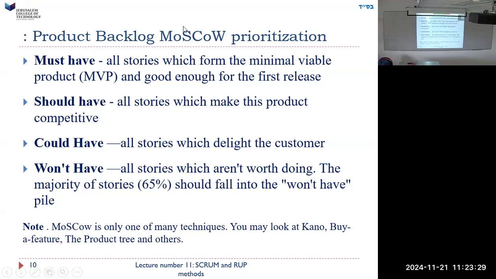Okay, so remember that MoSCoW. It's interesting, it says 65%, I think you won't have. That says something about the nature of the list. It must be everything that you want, that you could ever think of. It could be something that's really great, but you won't do it because it'll take too long. It'll take a year to implement. So you can't do it.